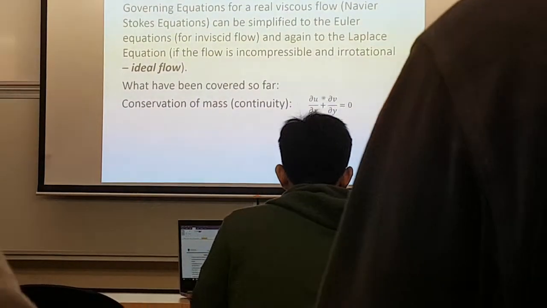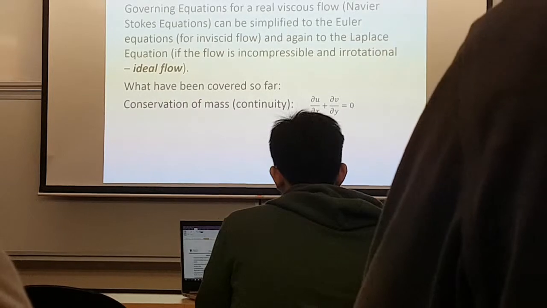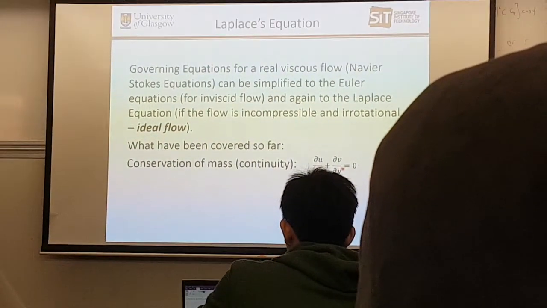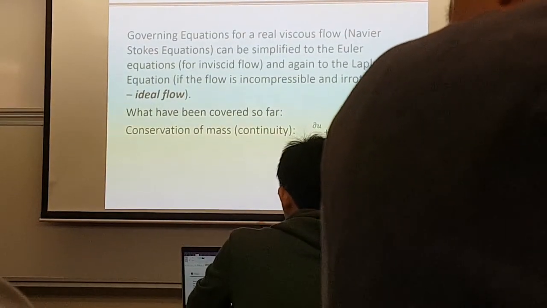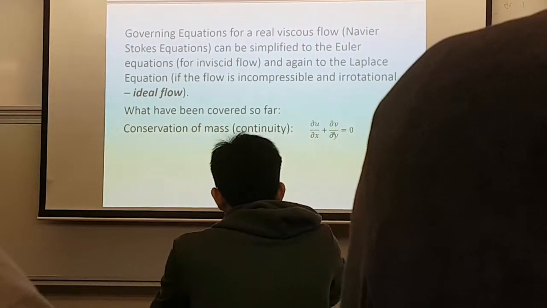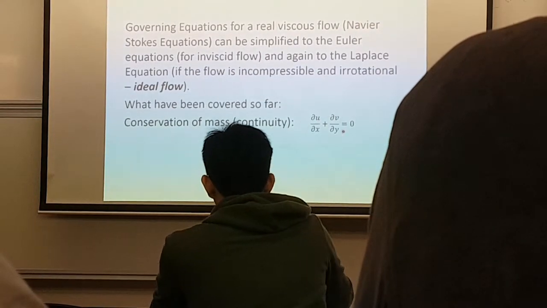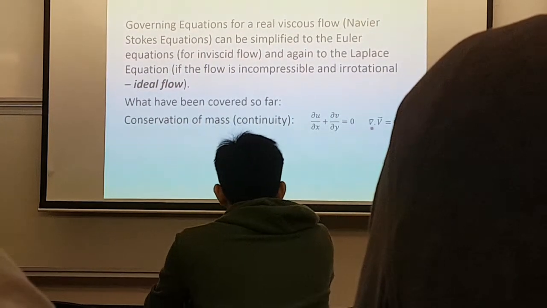Okay, and this is the first equation that we have: du/dx plus dv/dy equals 0. So u is your axial velocity, v is your vertical velocity, and x and y are your two dimensions, your x and y axes. This is the physics behind that. We talk about the conservation principle. But the math behind this is actually what?